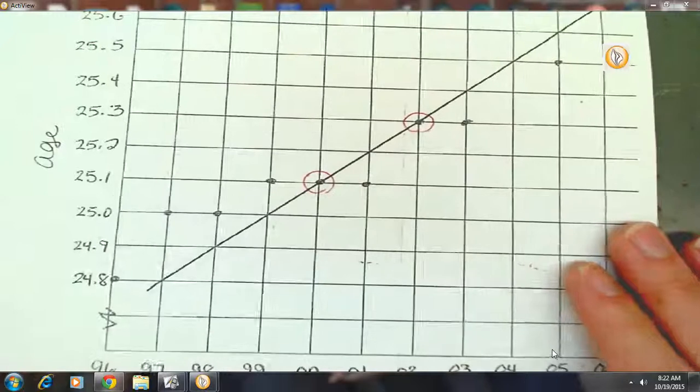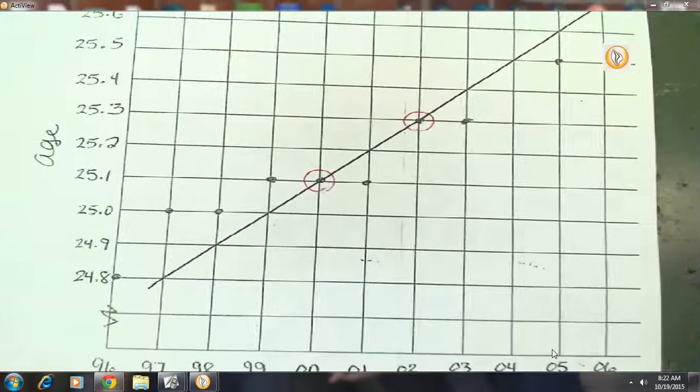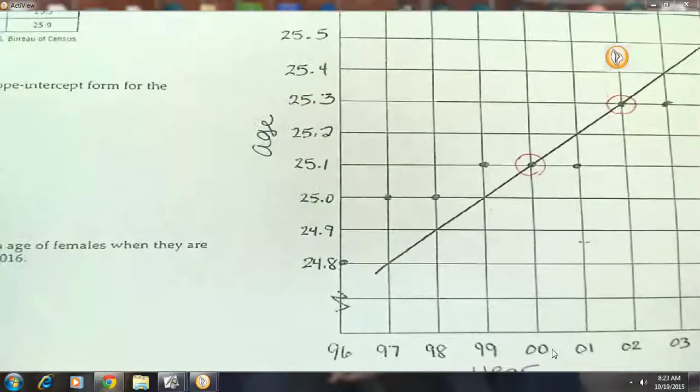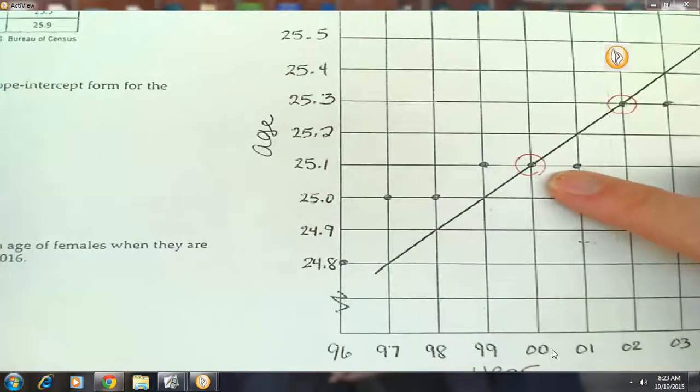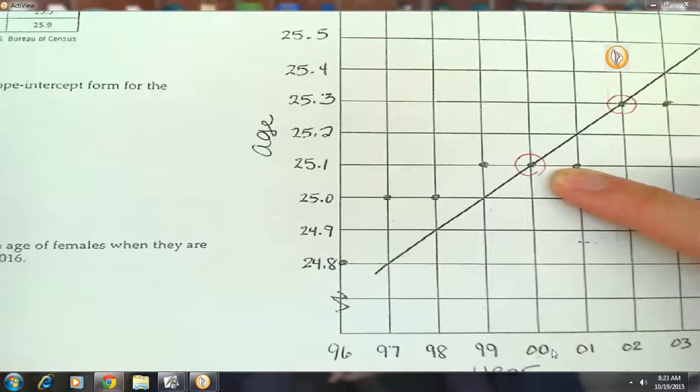We don't have to use those 2. We could use any point that is on our line. But I'm going to use those 2. So let's start by writing down the ordered pair for those 2 points. The first point right here would be, what does the year 00 correspond to? 2000. 2000, comma, 25.1.